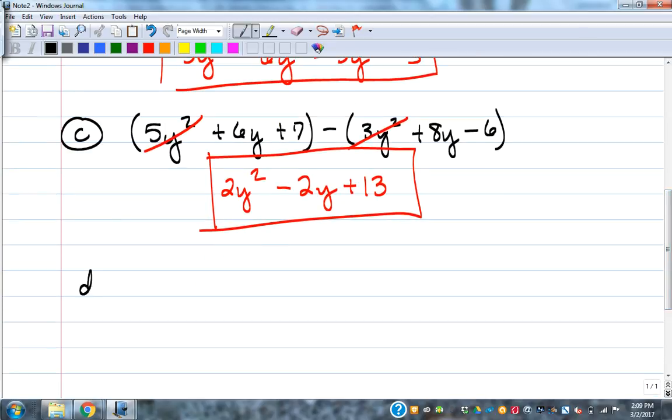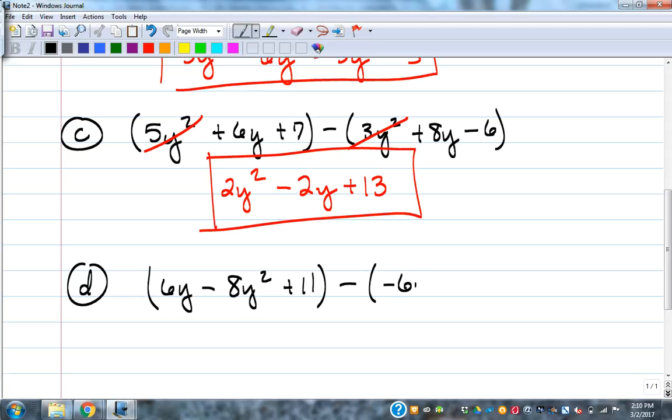Here's what Trevor was talking about. You had 6y minus 8y squared plus 11 minus a negative 6y cubed plus 4y squared minus 8 plus 10y. So this really exactly addresses what Trevor was asking about. He was right.